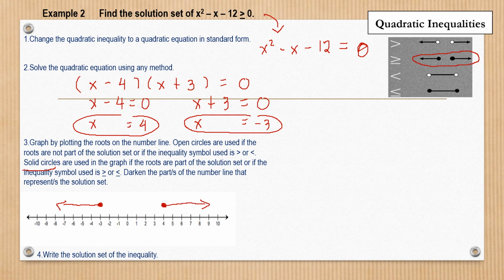Write the solution set of the inequality for step 4. Therefore, the solution set of the inequality is the set of all x's such that x is less than or equal to -3 or x is greater than or equal to +4.